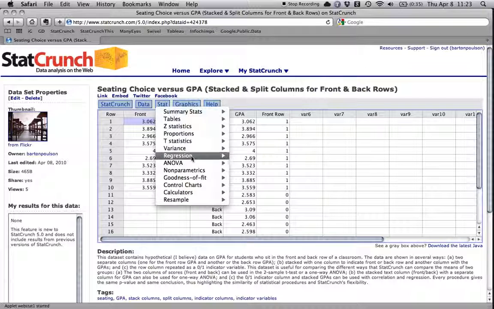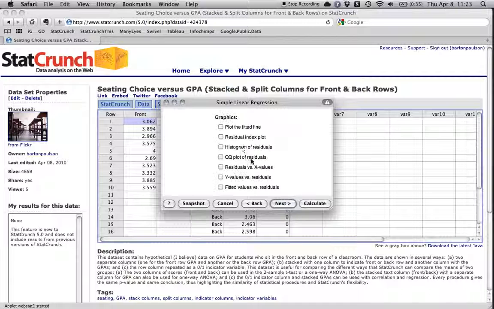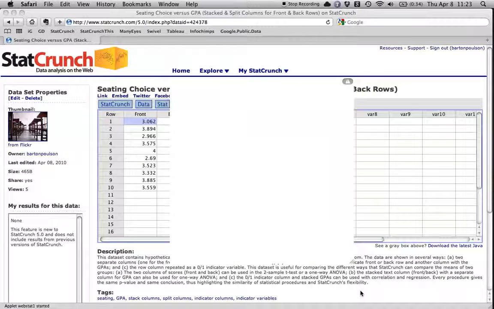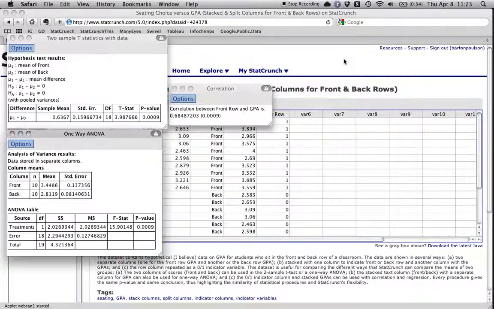You're going to come back here to Stat, Regression, Simple Linear, where my predictor variable is the row that they are in, and the outcome variable is their GPA. And actually, I'm going to do one thing here. Plot the fitted line. I almost always do that when I do regression, and hit calculate. All right, let me make this thing bigger. I'm going to bring them all up again.